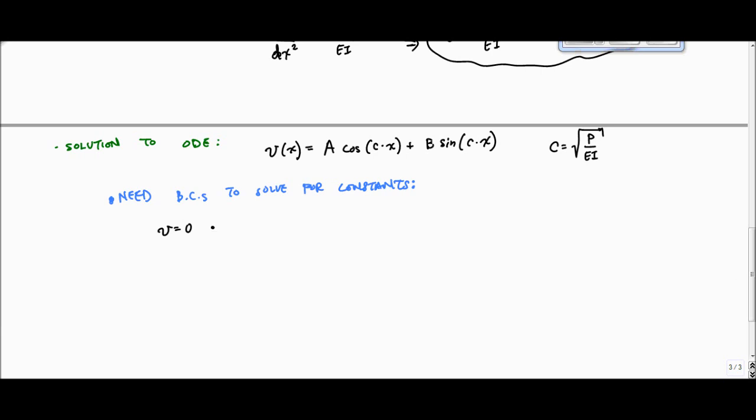V equals 0 at x equals 0. Awesome. I have two constants, so I need one more boundary condition. Who's got one more? V equals 0 at x equals L.